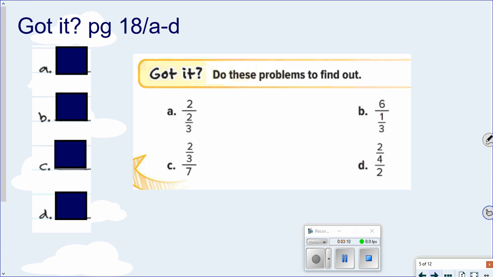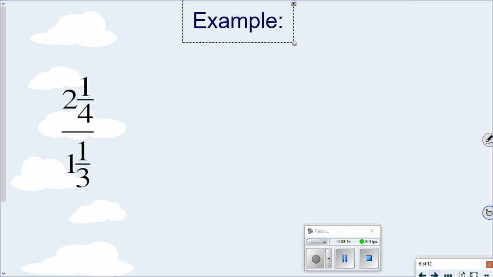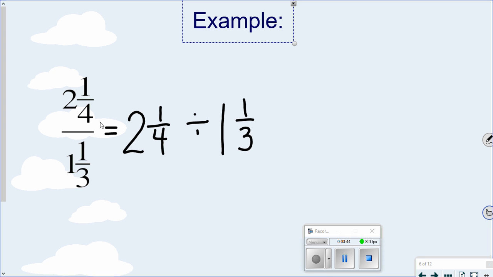We do have some problems in our book that we will be taking some time to work on. But before we do that, we're going to also have some examples where we have not only just a fraction in the numerator and denominator, but we actually have a mixed number. So the first step we're going to do is we're just going to write this problem as a division problem horizontal. So I have 2 1/4 divided by 1 1/3. So that's what this problem is asking you to do. Take 2 1/4 and divide by 1 1/3.